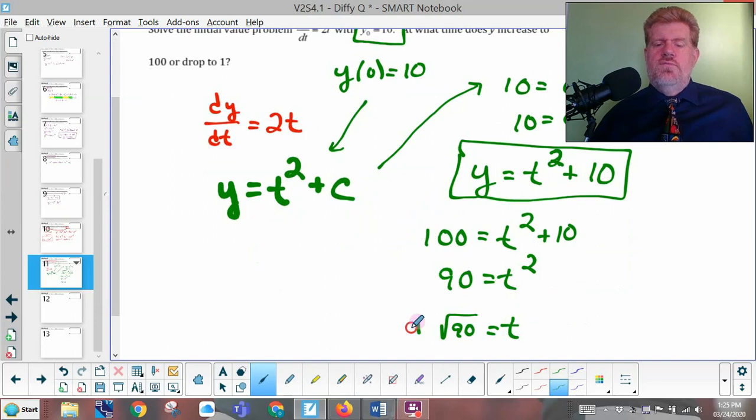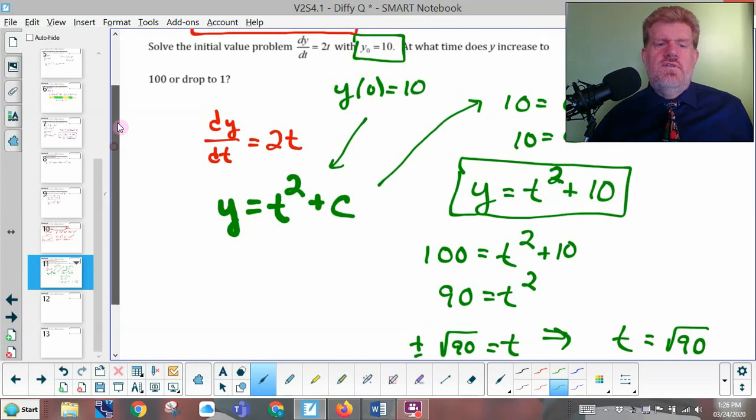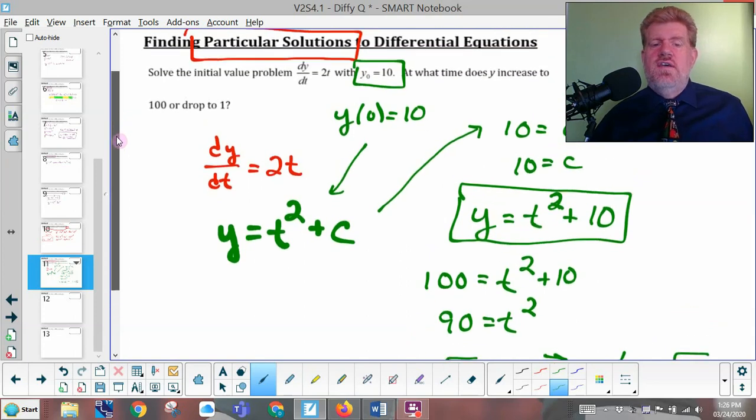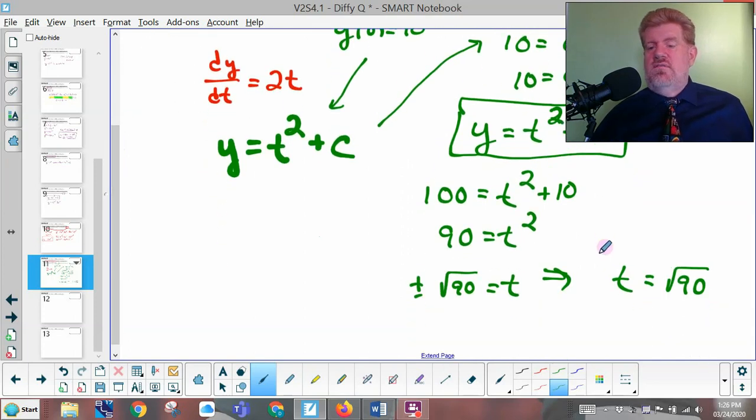Now, I know it's plus or minus, but we're talking about time. We're not going backwards. We're not going to negative time. So we're just going to say t equals the square root of 90. And I believe that was seconds. Was that seconds? I don't know what to do. It didn't really say. So what time? Time is the square root of 90.